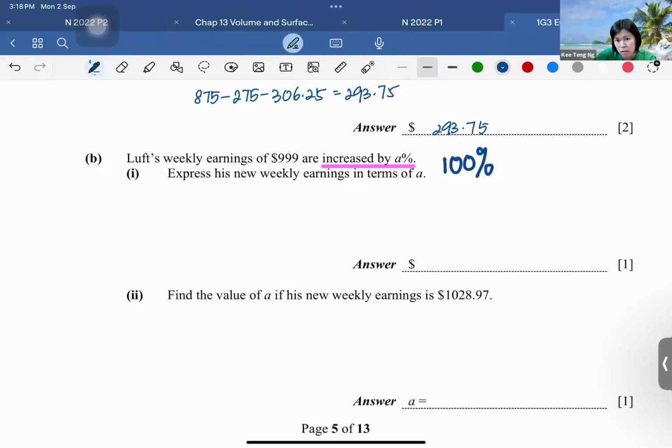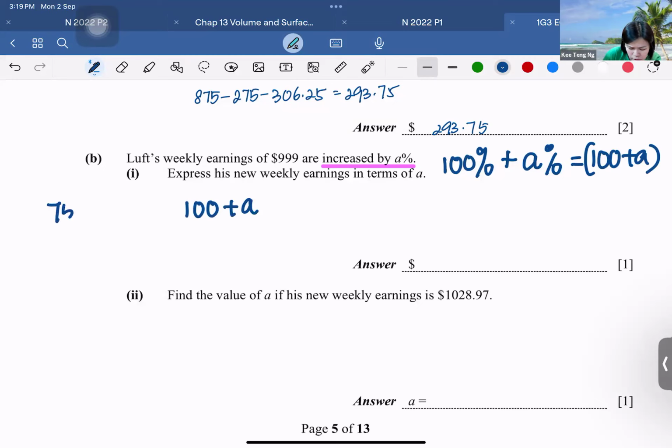Nobody tell me the answer. What happens to the percentage? Add or subtract? Add. Correct. Add A%. So if I add 8%, the total is how many percent? This is actually 100 plus A%. What is a percent? A percentage means this number, 100 plus a percentage.